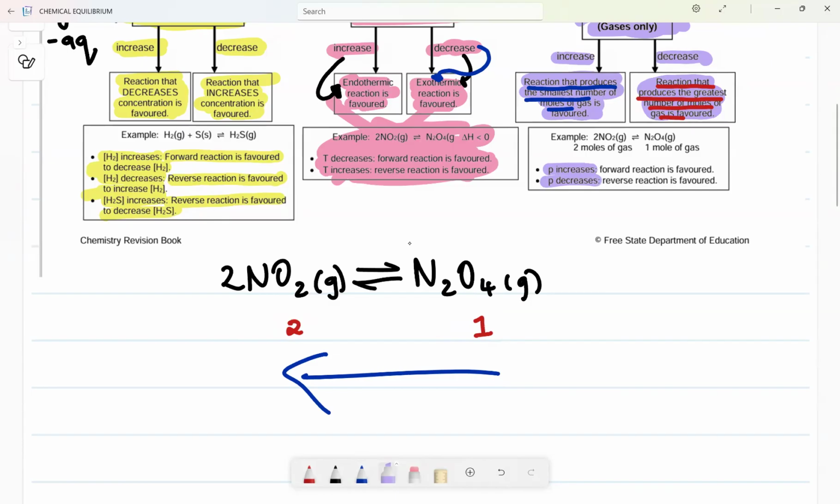So hence we say now, if pressure is increased, when P increases, the forward direction is favored. Why? Because if pressure is increased, we are trying to go to the side that produces less. Remember, Le Chatelier tries to oppose the disturbance. Le Chatelier favors the reaction that opposes the disturbance. If there is an increase in pressure, we'll go to the side that produces fewer. If there is a decrease, we'll go to the side that is forming more. Okay. Yes. So that is all for pressure.